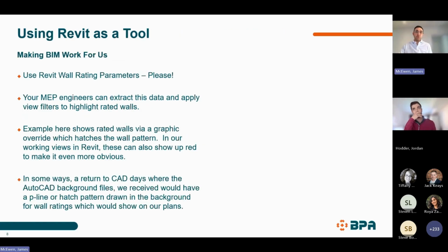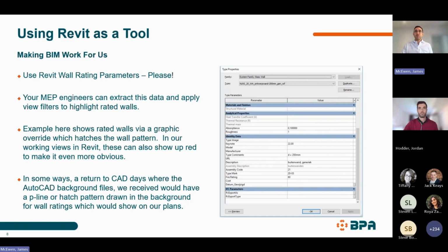The other thing that we do when we can is to try and use Revit as a tool. So most of us are doing new projects in Revit, and we can actually use the parameters that are in Revit to help us with our coordination. So every wall has the fire rating parameter to it. And when we link in your models, we can extract that information. We can create graphic overrides. We can turn walls red, green, blue, so that we're seeing where all those rated walls are.